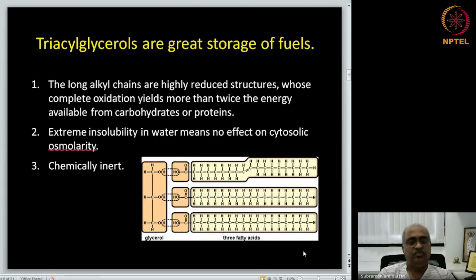So the primary storage form is triacylglycerol. Like for example, when you eat butter, it is all triacylglycerol. It looks like what is drawn here. And this structure is familiar to you. We have learned it at the very beginning itself when we were learning about the molecules of life.